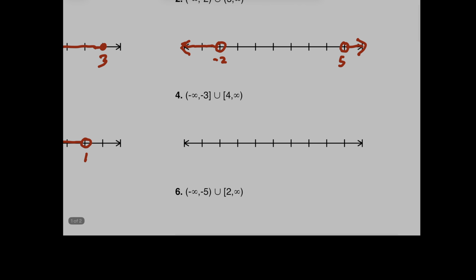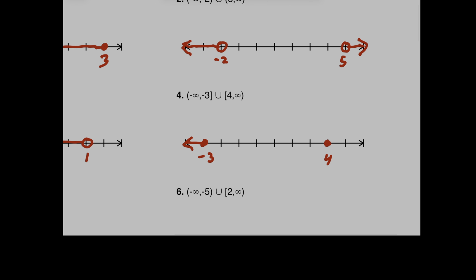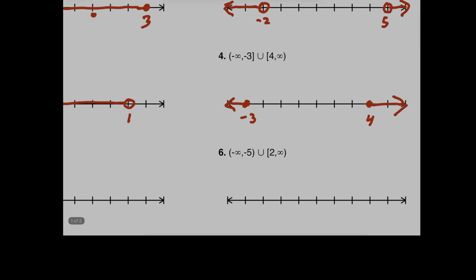Number 4, this is an outie. I know that I'm going to have this arrow, and it's going to go to -3. Let's just put it right there. -3, and because of the bracket, that's going to be a dot. Okay, -2, -1, 0, 1, 2, 3. We'll call this one here 4. Because of the bracket, that's going to be a dot, and it's going to go to infinity, so it goes that way. And that's how we read interval notation.